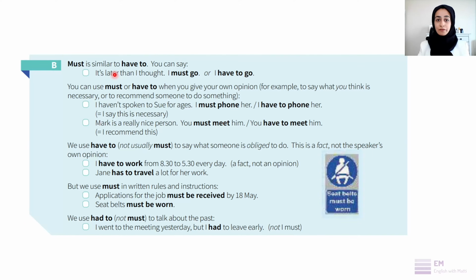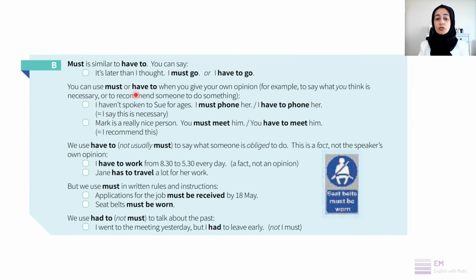Must is similar to have to. You can say must is similar to have to. What can you say? It's later than I thought. I must go or I have to go. دیرتر از اون چیزی شده که فکرشو میکردم. من باید برم. I must go. I have to go. دقت هم بکنید که بعد هر دو must و have to فعلمون ساده استفاده میشه.